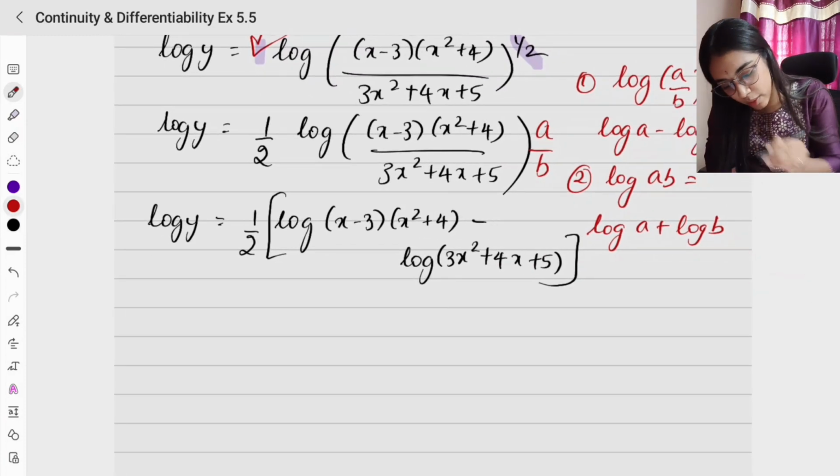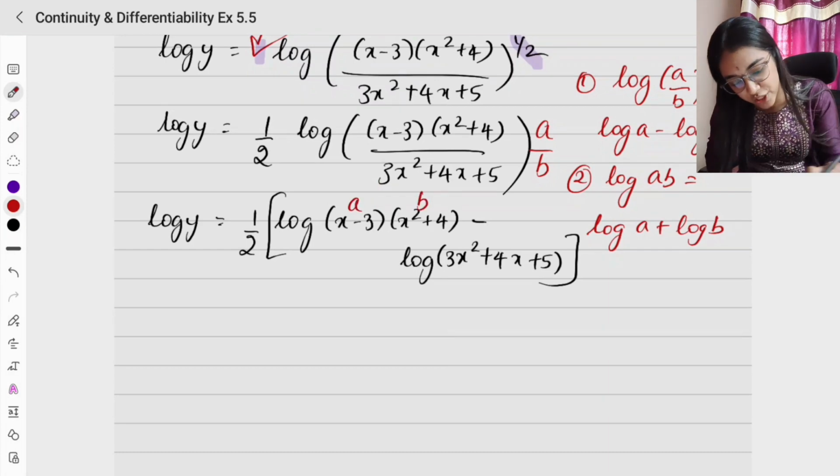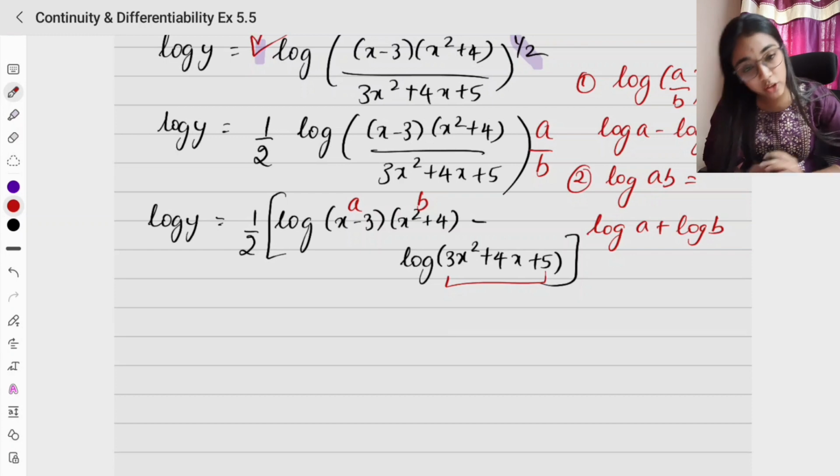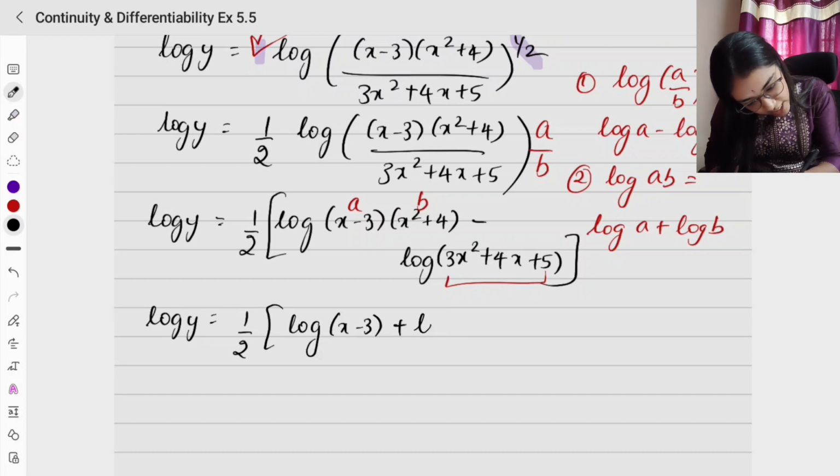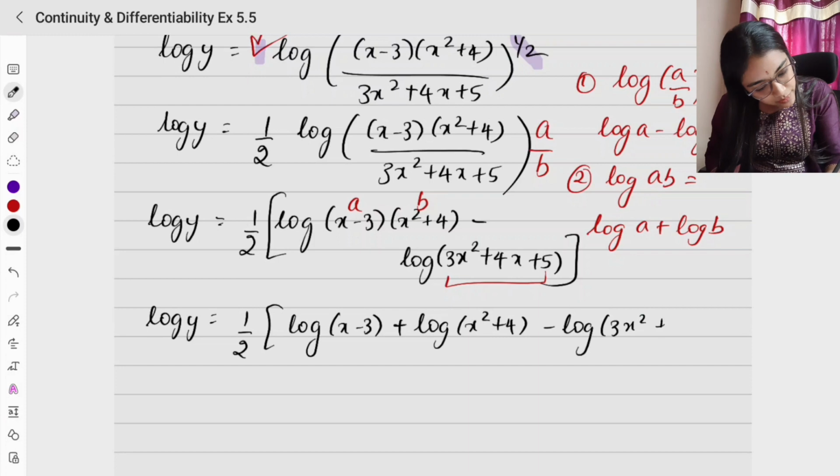Now this is in the form of multiplication, log ab. So this I'm going to change in terms of addition. Also this particular term you cannot split anymore. You cannot split this by splitting the middle term. You'll get some irrational numbers as your roots, which we are not going to do here. So I have log y equals half of log a plus log b: log of x minus 3 plus log of x square plus 4. What is my last term? Log of 3x square plus 4x plus 5.